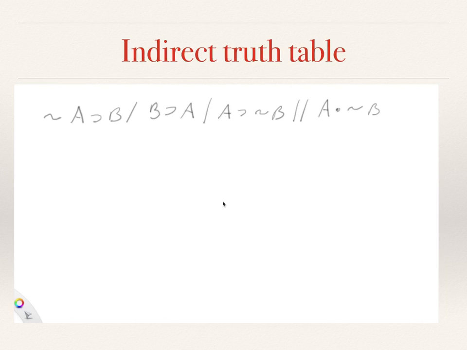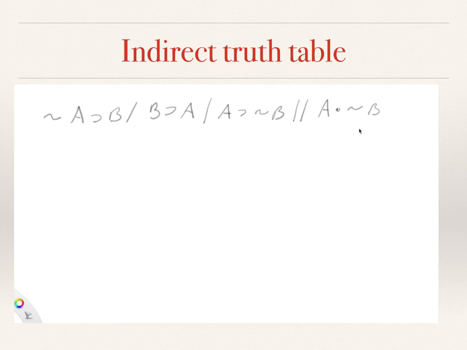Let's go on to our next example. This proof we have, not A implies B, one of the premises. B implies A is another premise. A implies not B, the third premise, with the conclusion being A and not B. So if we're going to use the indirect truth table method, then we're going to assume the conclusion is false.